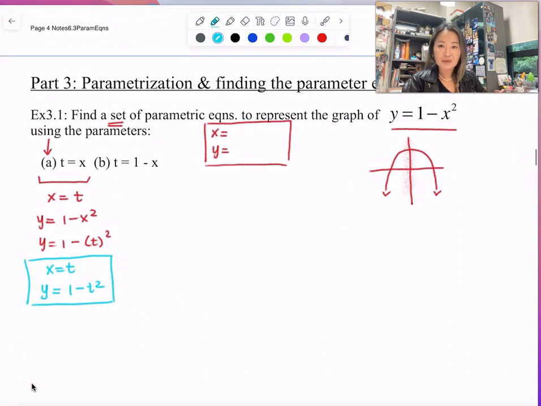All right, let's move on to b. How about you try b on your own? Because you're probably thinking, oh, it's pretty easy now, I kind of understand. So for b, t is equal to 1 minus x. But you have to write x in terms of t.